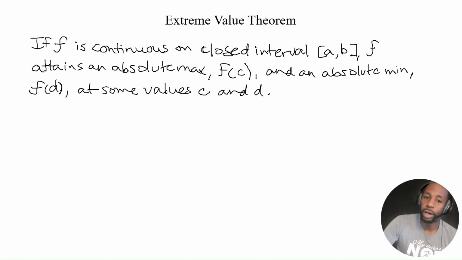Now, another thing to mention is the word absolute. If it's absolute, that means it's like the highest max. Absolute min is like the lowest minimum.